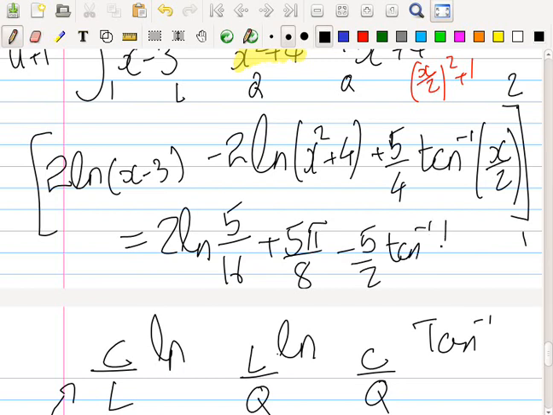Now look, you can kind of see how this works. If I put 1 in here, what do I get? 5 over 4 tan inverse of a half. Oh sorry, it should be a 2 here. And then if I put in 2, what's tan inverse 1?